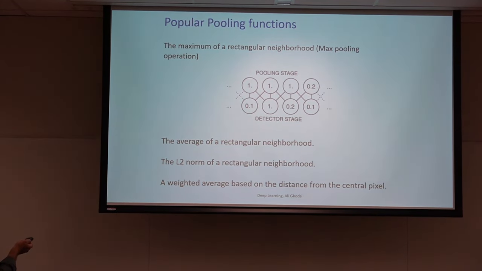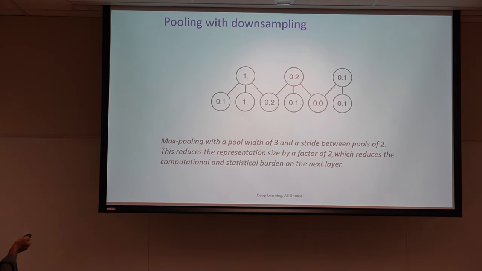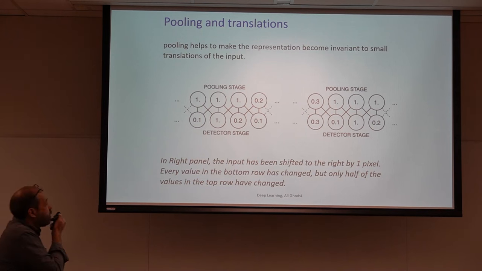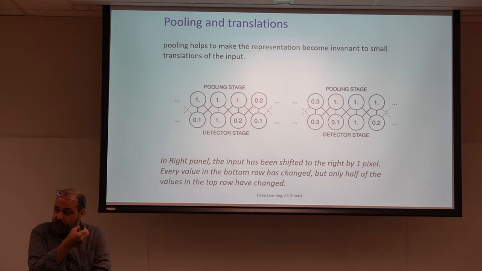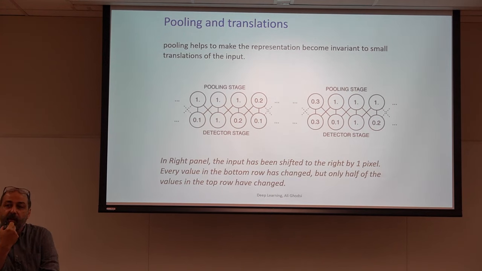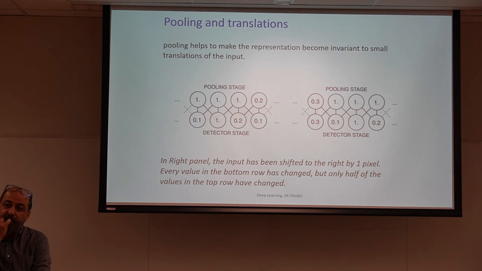This is, for example, max pooling, as I told you, which is popular, and max pooling with downsampling. One side product of this pooling, yes. Good question. Who can answer this question? Let me ask another question.